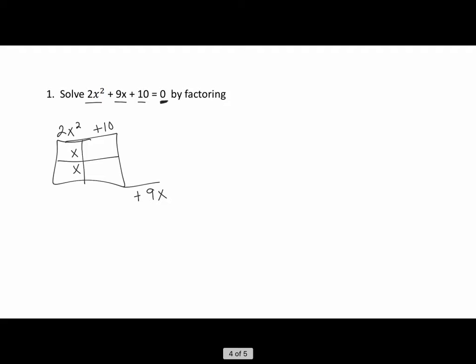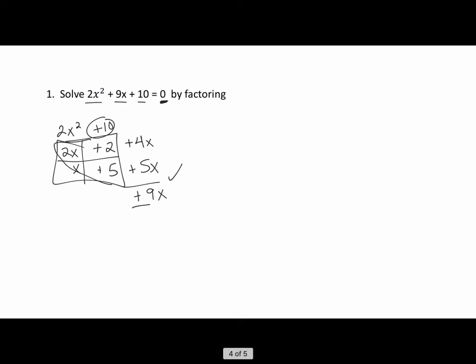And x squared can only be x times x. And 2 is a prime number, so it only has factors of 2 times 1. But 10 could be 5 times 2 or 10 times 1. I'm going to go with 5 times 2 to see... No, 10 plus 2 is not going to work. So how about 2 times 5? That'll be a 4x and a 5x. Same sign, both positive. And that works.